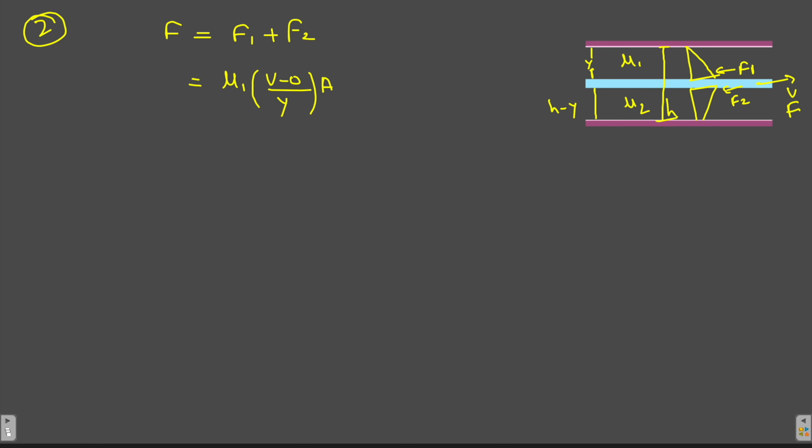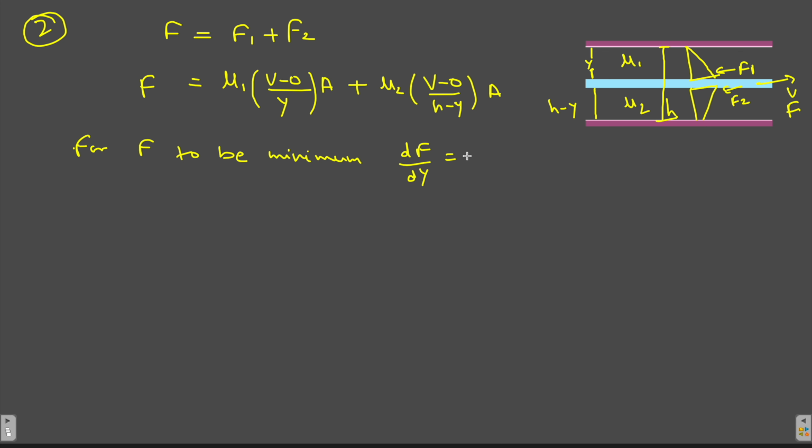For the second part, what is the force? The force is mu2, velocity is v minus 0, by h minus y, into area. So this is the total force. Now for the total force to be minimum, we have to differentiate it with respect to y. For F to be minimum, dF by dy must be equal to 0, right? If we do this, we are going to find the value of y, or the position of the plate.